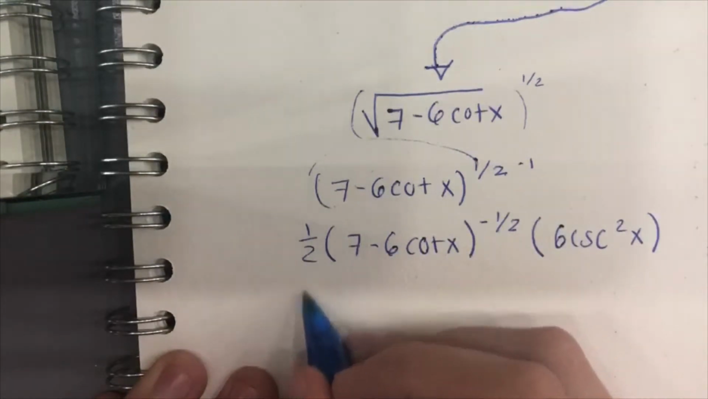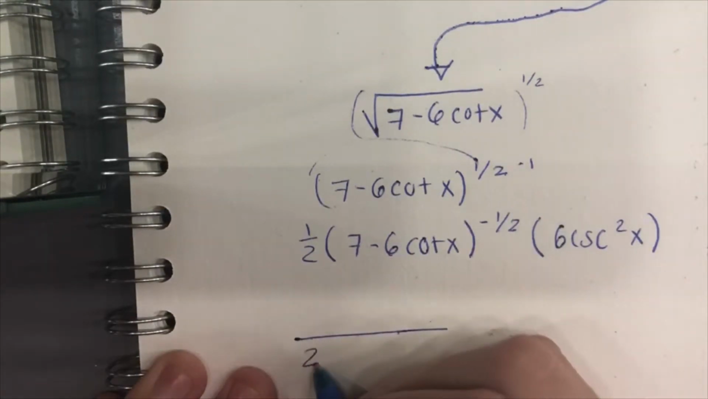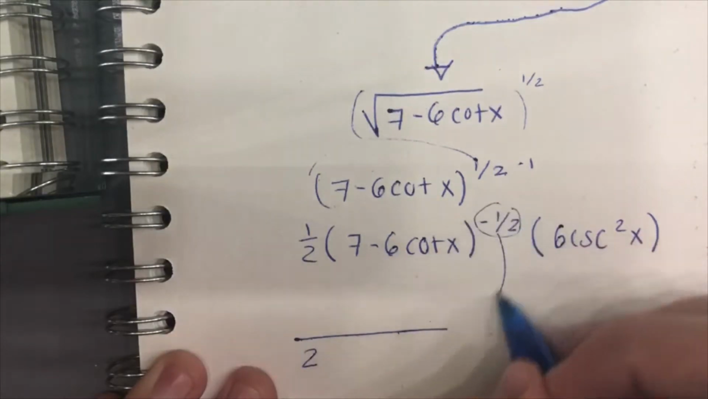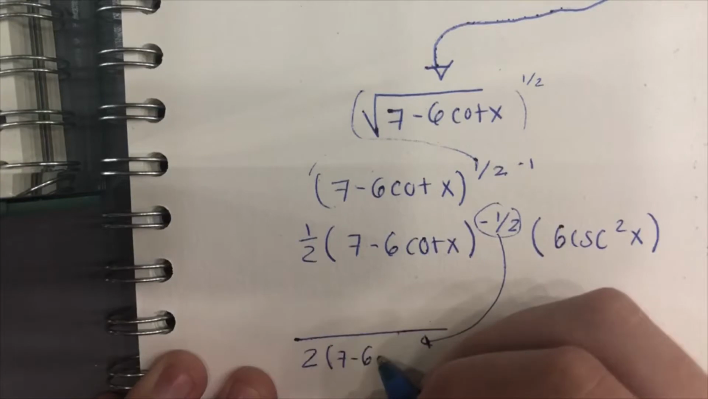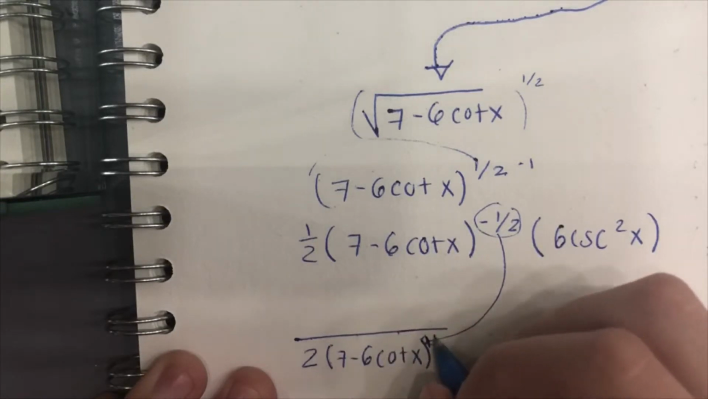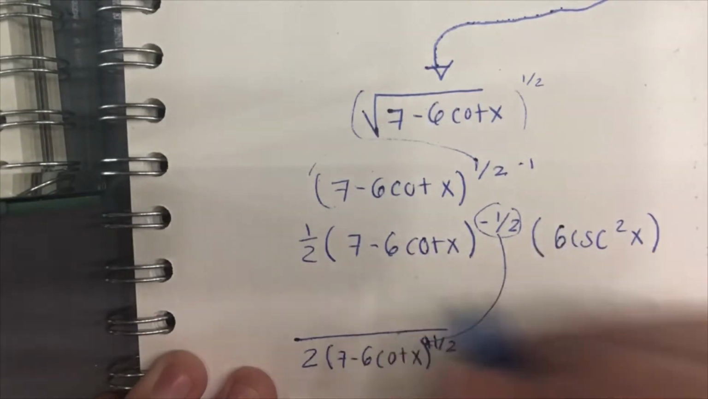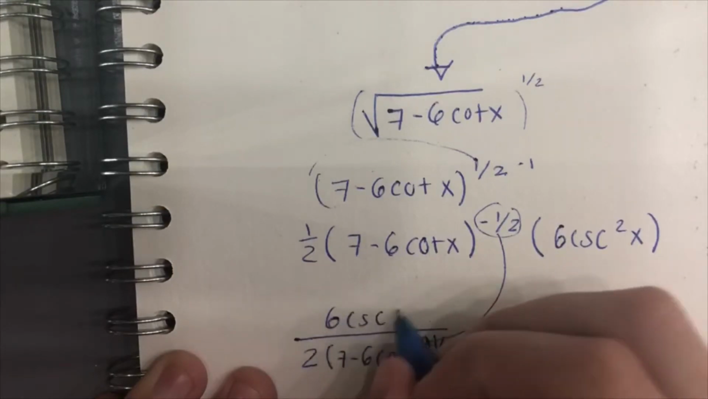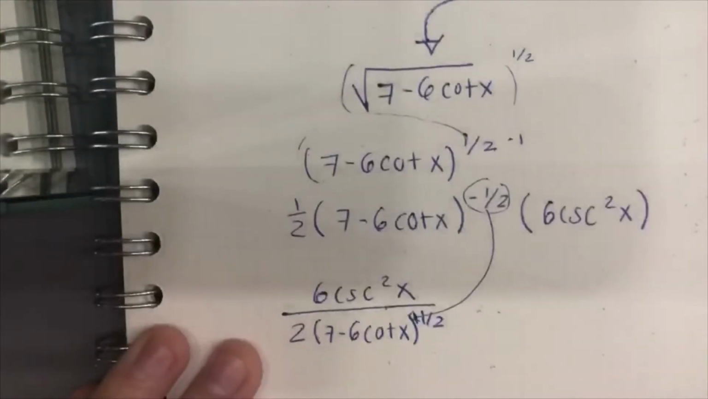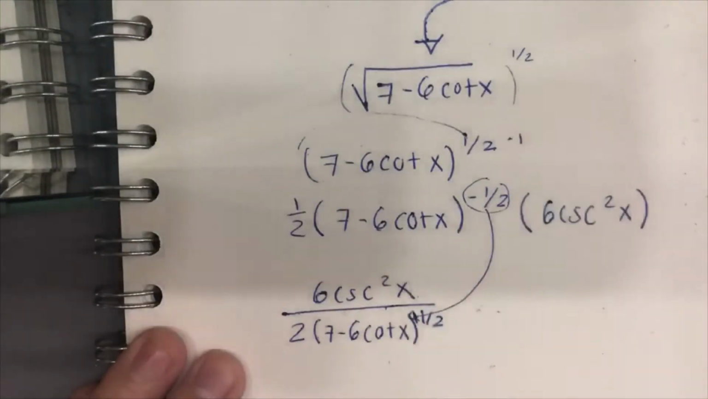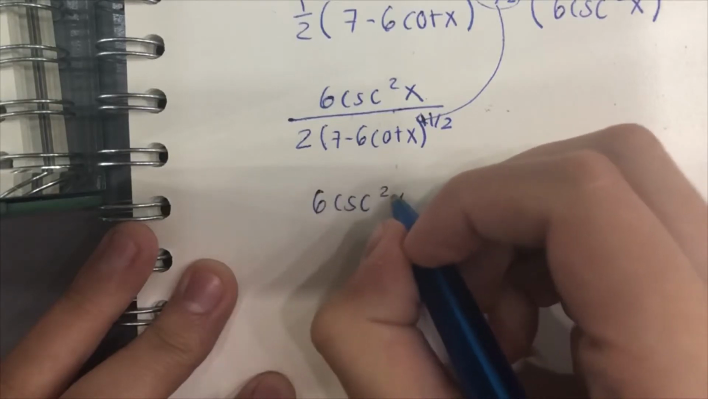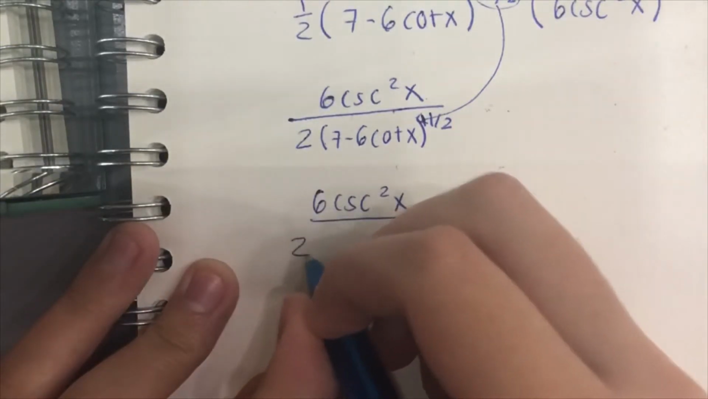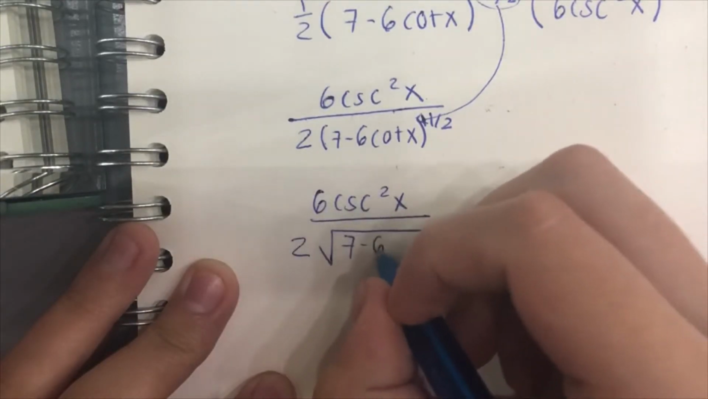So here, as we know, we can't have the power of something in negative, so we have to take that down. So it's going to be 7 minus 6 cotangent of x, but remember the 1/2, so we can take down the 2. So it's going to be multiplying it, and then the 6 cosecant squared of x, we can take it to the upper part because it's 1/2 times 6 cosecant squared of x. And then here we can change the 7 minus 6 cotangent of x to the power of 1/2 to the root because it's the same.